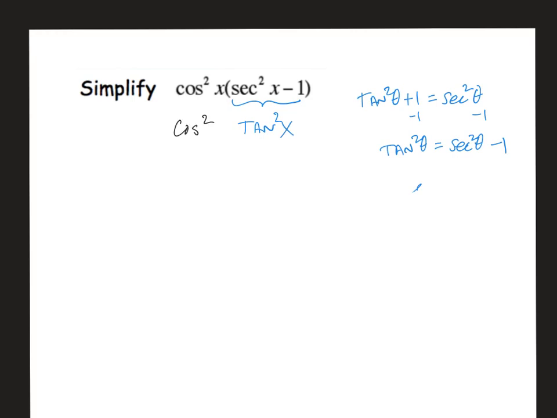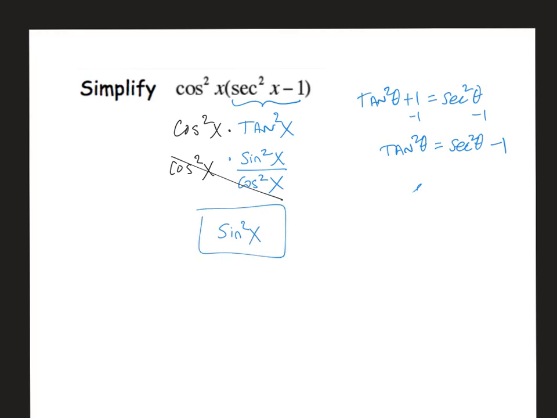I'm multiplying that by cosine squared x. So now what we ask ourselves is, can we change either of those? Well, if you get stuck, remember I said turning things into sines and cosines might be helpful. So tangent squared I could write as sine squared x over cosine squared x. And I still have this cosine squared x in front. And now you might notice, oh, those cosine squareds would cancel. And I would be left with a sine squared x. And that looks simplified.